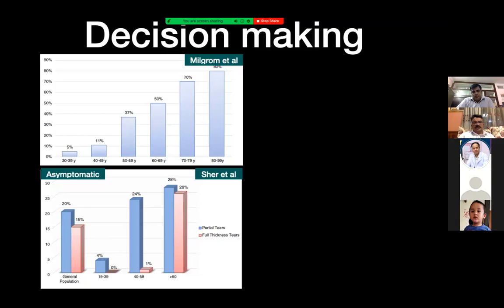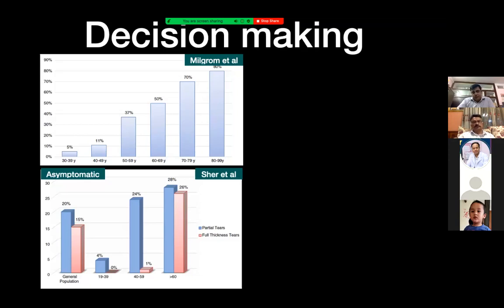Bibek, you raised a very important question. Unfortunately, asymptomatic patients do not come to us. They remain at home. Many of these asymptomatic cases were studied on cadavers. Asymptomatic patients usually do not come to us unless you do a population-based study. So in my practice, I do not have an asymptomatic rotator cuff tear. All patients who come with some problem, and then I investigate and diagnose, most of them are symptomatic.